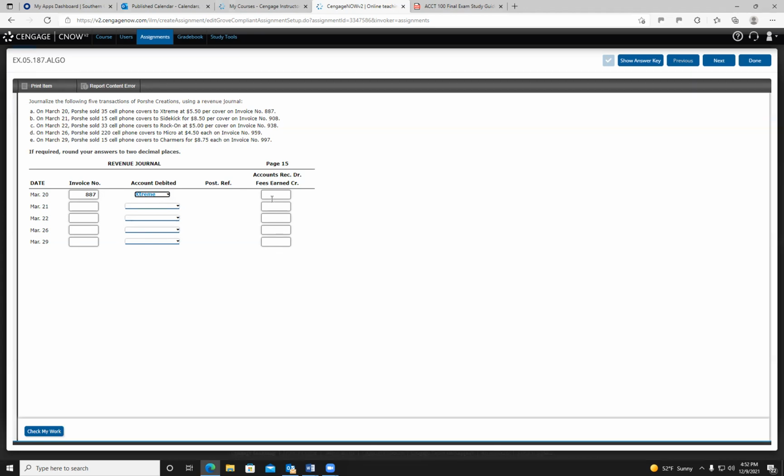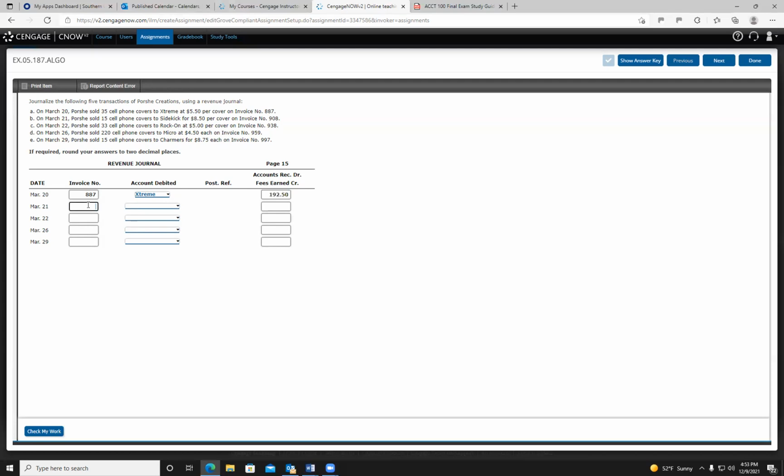The next thing it asks is for the amount, and the amount is simple. You take the $5.50 and multiply it by the total number of cell phone covers. So 5.50 times 35 equals $192.50. And that's it. We'll do one more.